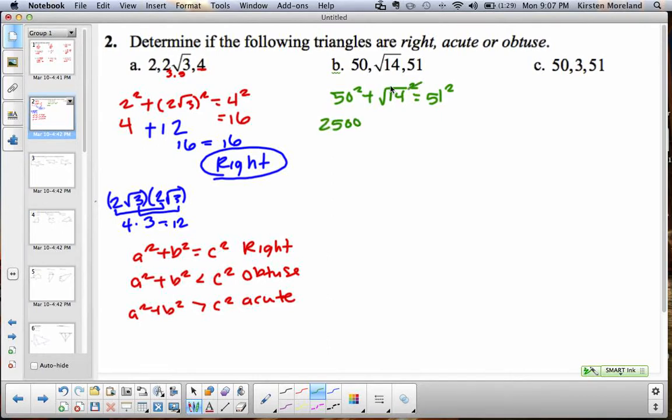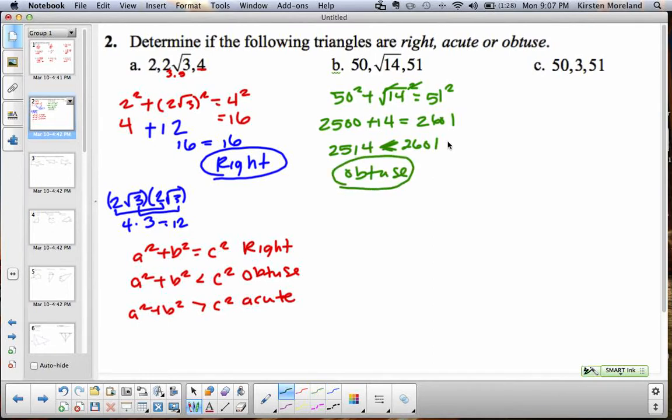14 squared, the square and the square root cancel each other out, so I just end up with 14. And then 51 squared is 2601. So 2,500 plus 14 is 2,514, and that is smaller than 2601. So I looked on my cheat sheet here and see that that must be an obtuse triangle.